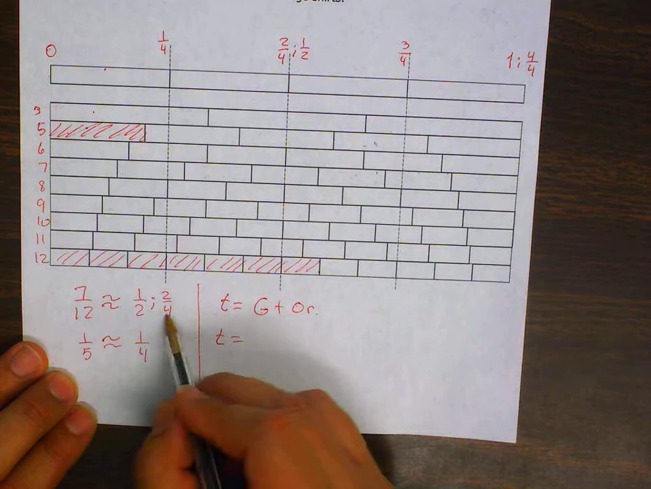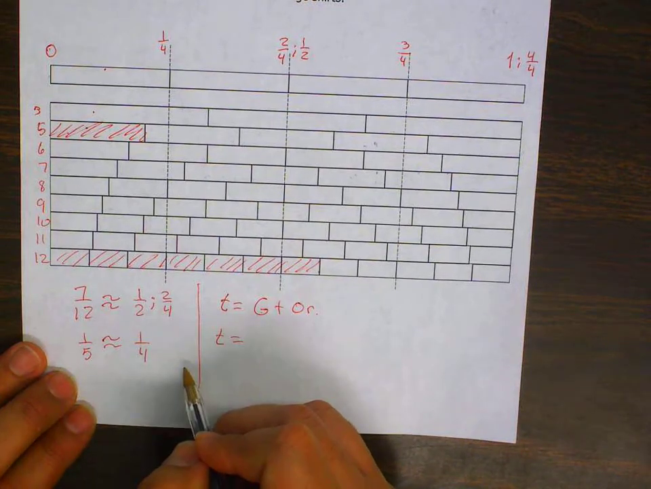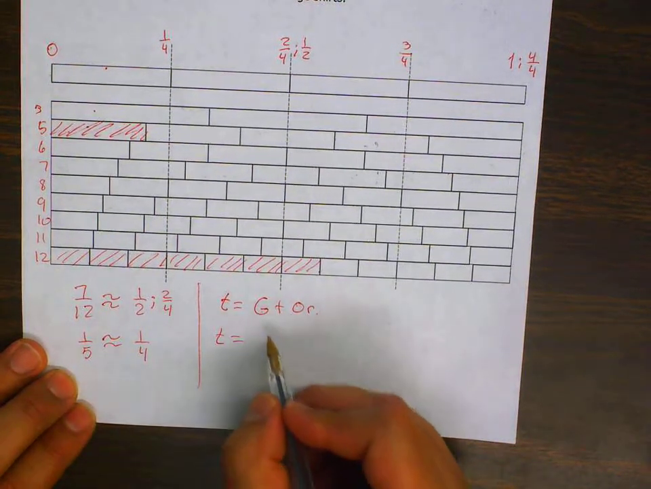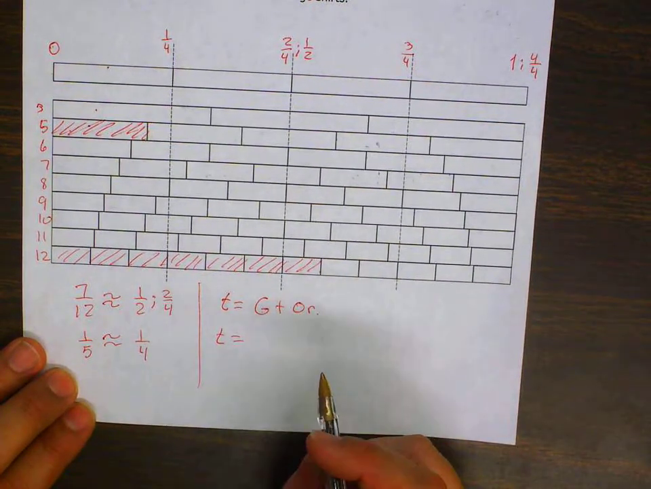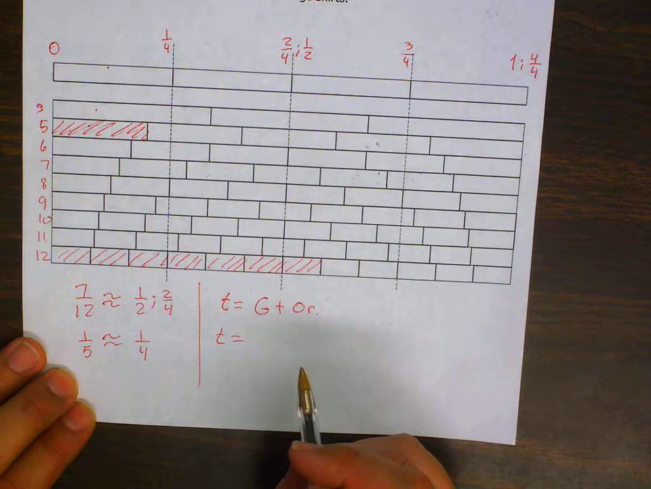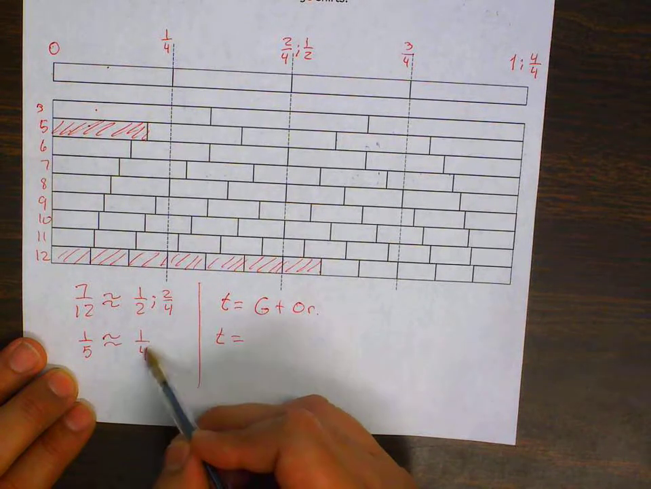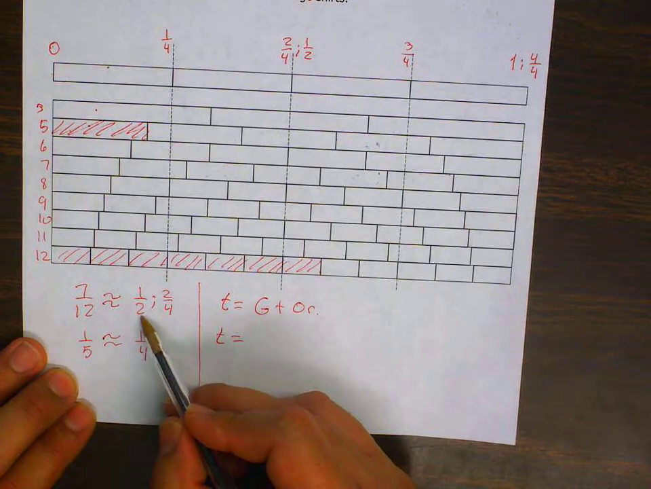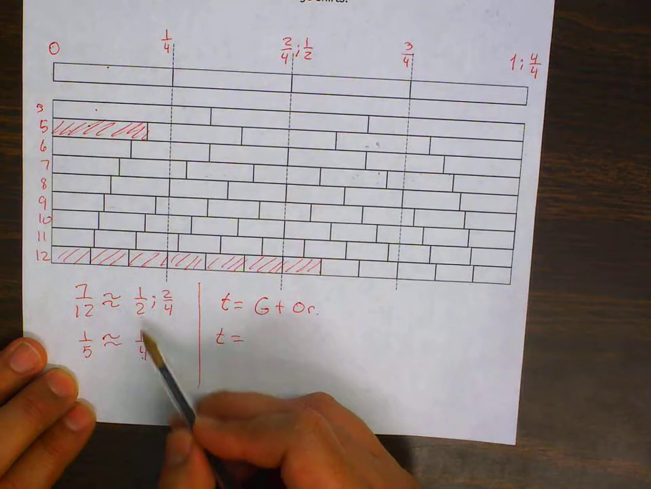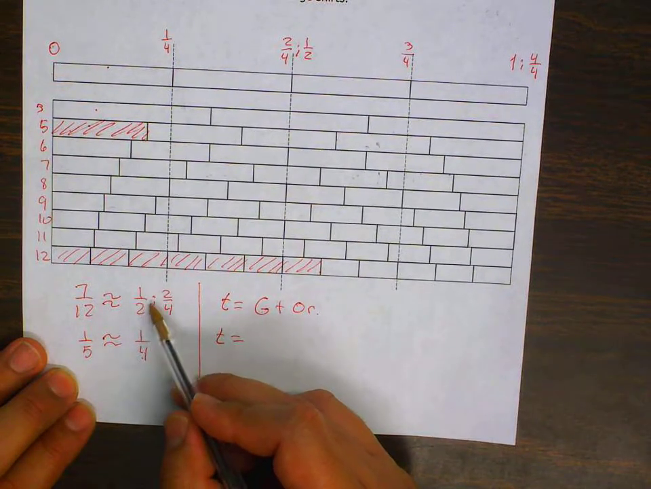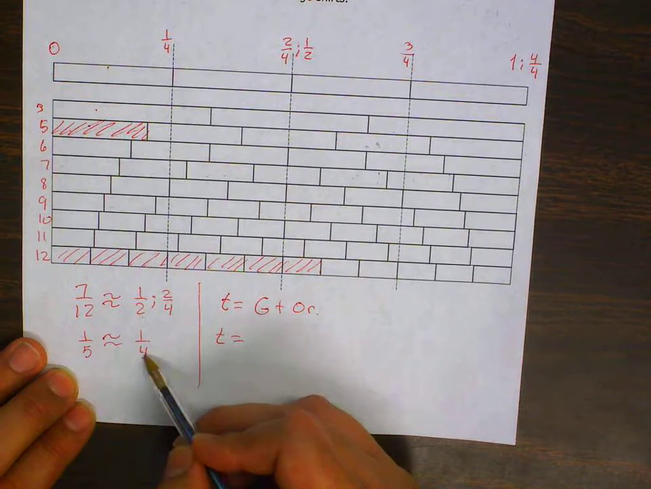But which of these two fractions do I need to use? What would you use? 2/4. Why would you use 2/4? Because I need to have the same denominators. If I use 1/2, I'm not going to be able to add 1/4 because they don't have the same denominator. But I do know that 1/2 is equivalent to 2/4. And here I will have both the same denominator.